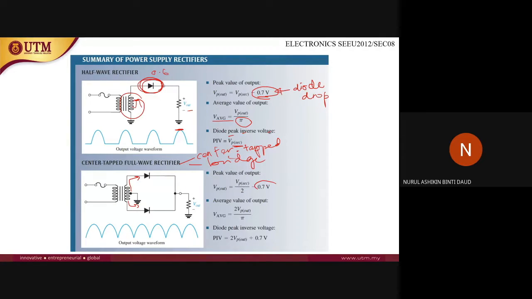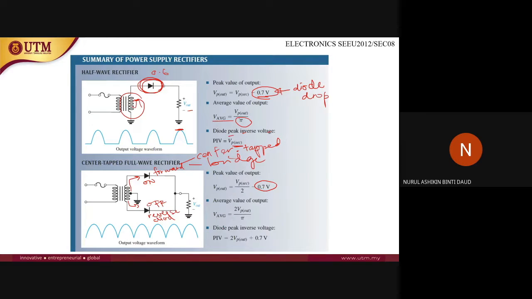And then minus 0.7, because if the voltage flows here, one of the diodes will be reverse bias and the other diode will be forward bias. So the reverse bias diode will be off, and the forward bias diode will be on. That's why it will minus only one diode drop, so minus 0.7 volts.